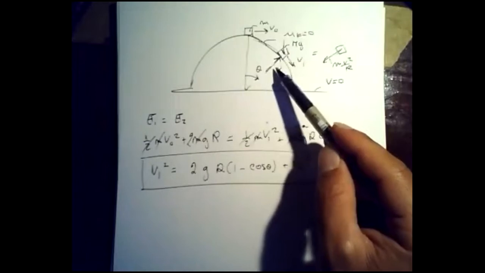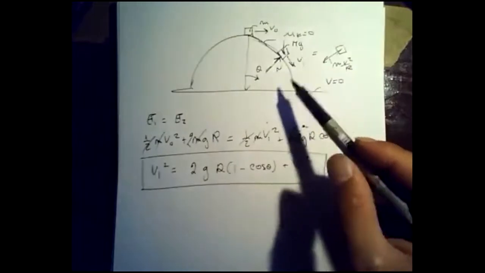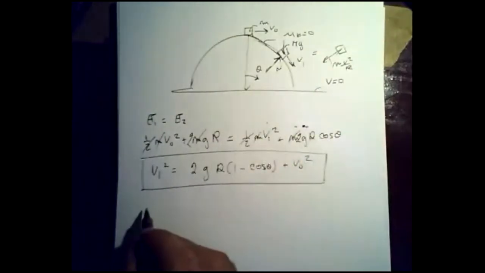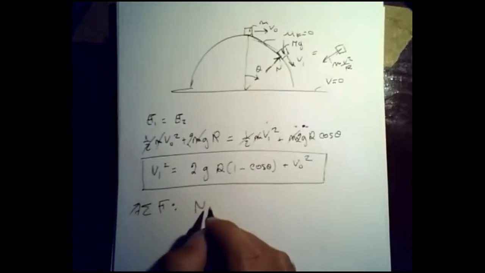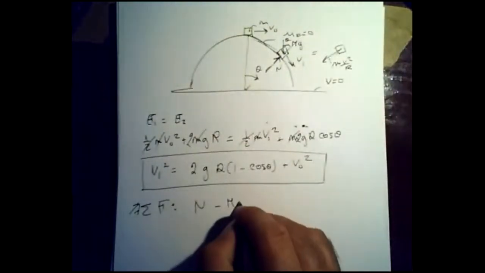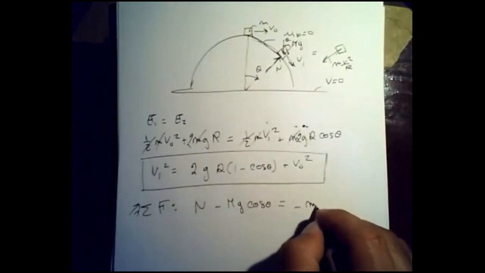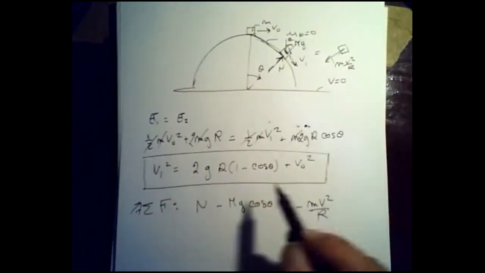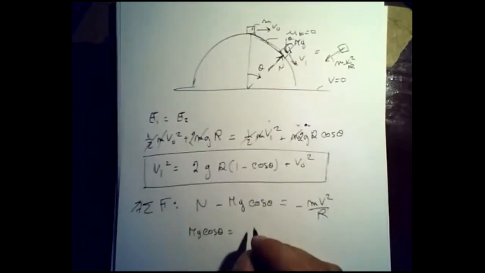To do that, we want to set up a free body diagram and then find when N is equal to 0. So how do you do that? You sum the forces along the normal. If this is N and this is theta, then N minus mg cosine theta is equal to mv squared over r. And this is going to be my velocity. When N is equal to 0, then mg cosine theta is equal to mv squared over r, right?